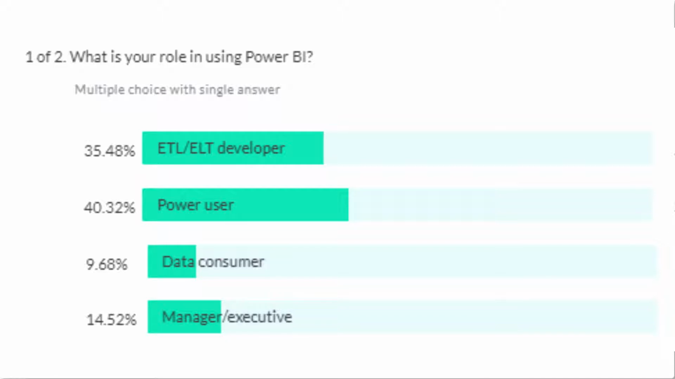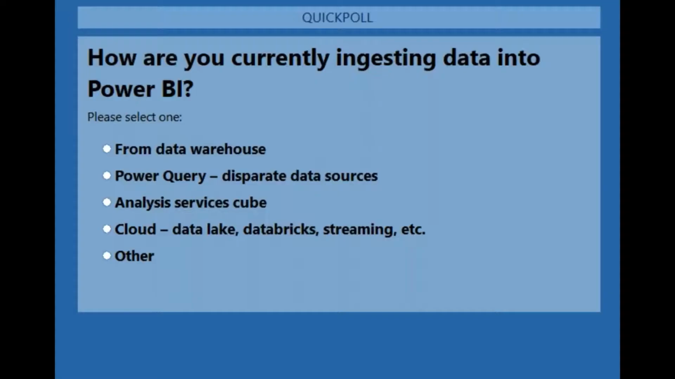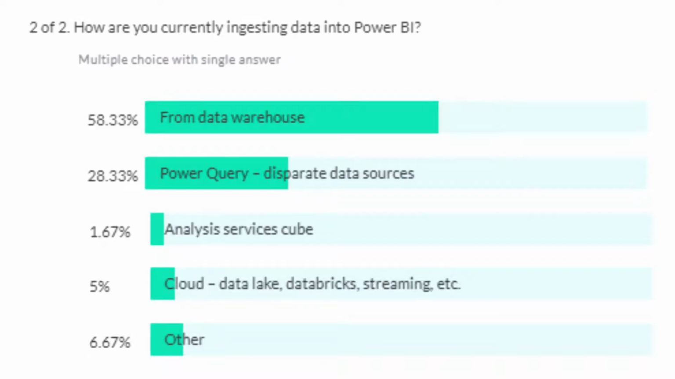And then the second poll that we have is, how are you currently ingesting data into Power BI if you're using it? Are you pulling it from an enterprise data warehouse? Or I guess that would include, if you have an ODS or anything akin to a data warehouse, data mart, et cetera. Are you leveraging Power Query and pulling in disparate data sources or not? Are you using analysis services cubes? Are you pulling it from the cloud, like a data lake, Databricks, Snowflake, something like that? Streaming data, or do you have another way of doing that? So go ahead and get those votes in. Okay, I'm going to close it, share the results.